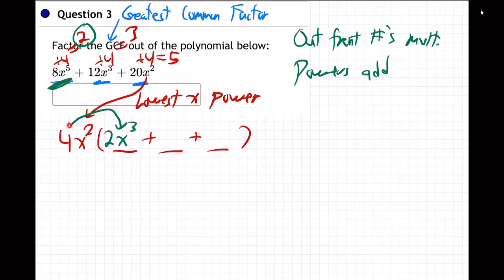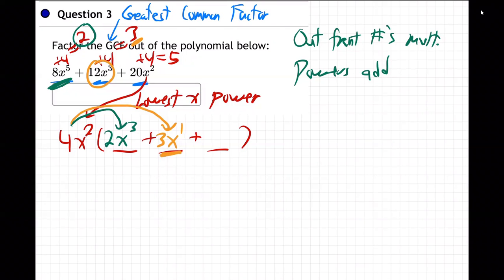Next one, 4x squared. Here, I'll change the color there. 4x squared times what will go back to become 12x to the 3rd? Well, we've already got the number up here, 3. You know that. 4 times 3 is 12. And then what power do I need? Just regular x. Now, a regular x means x to the 1st, doesn't it? If you don't put any power on there, it's an invisible 1 because there's 1 x. And the powers will add. 2 and 1 will add to go back to 3.